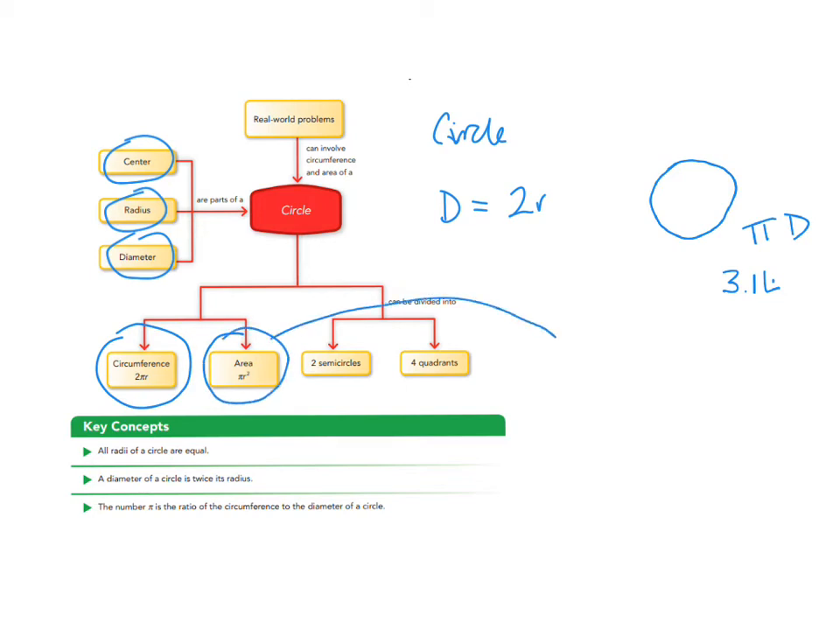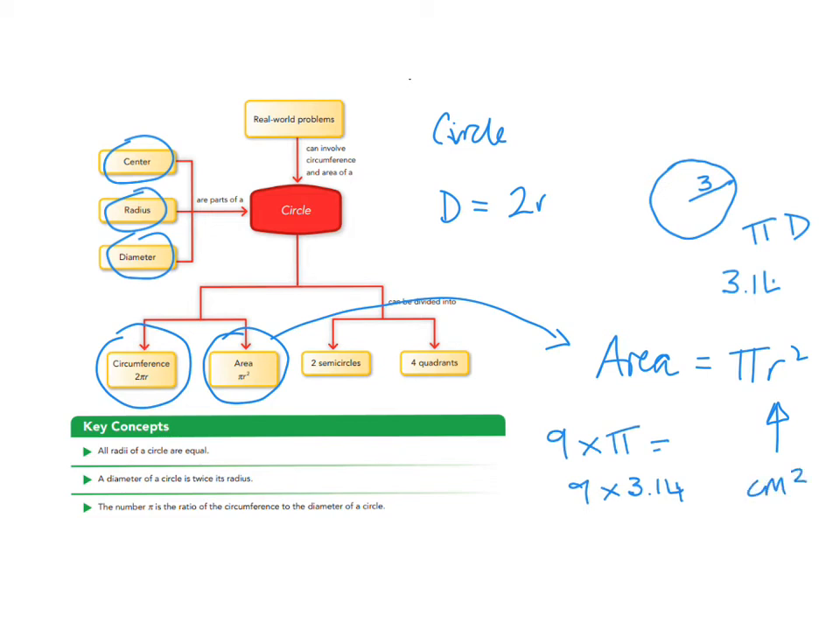Now, the area of a circle is a little more difficult, but the area is given by the formula pi r squared. And that means that you square the radius, which is that little half measure across the circle. You square that measure, so if the radius is 3, you'd square it and you'd get 9. And then you multiply that by pi. And that gives you the area. So that would be 9 times 3.14. And that would give you the area of the circle. And it would be expressed in square centimeters. Please don't forget.